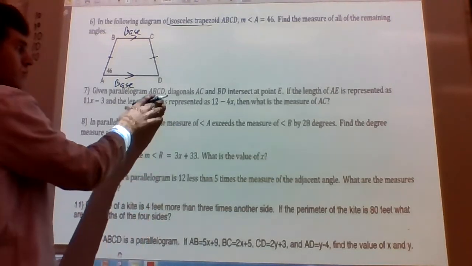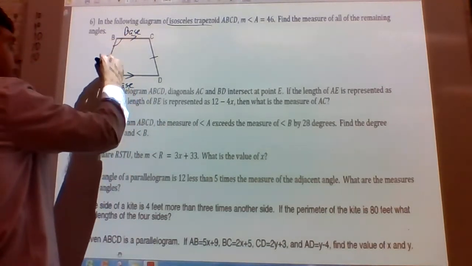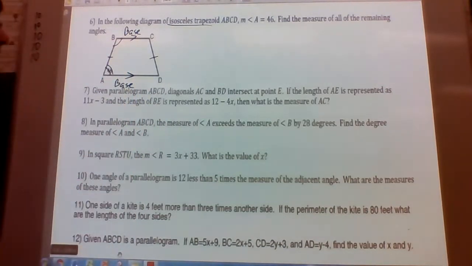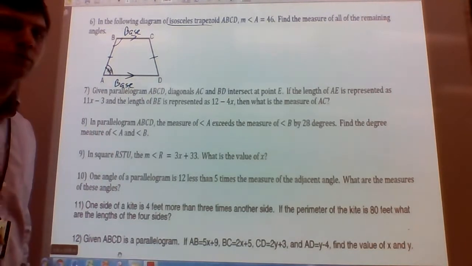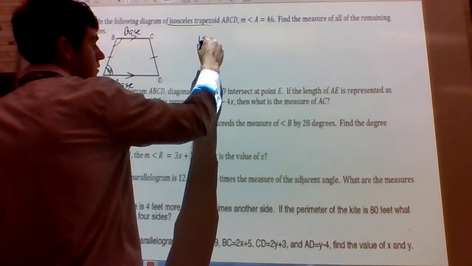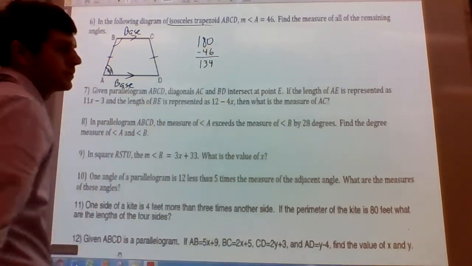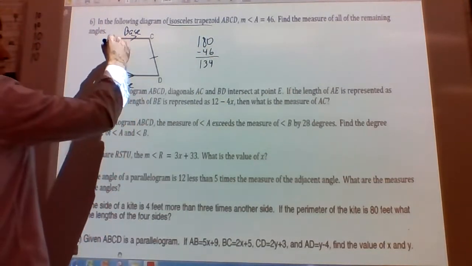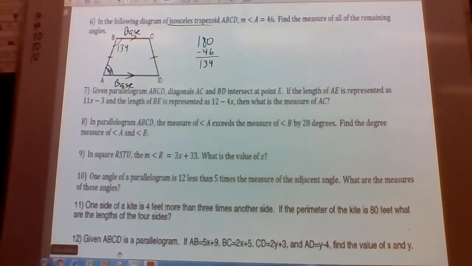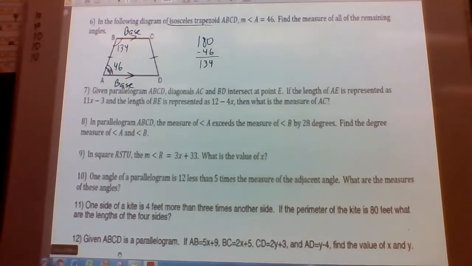So if we know that the consecutive angles between the bases, meaning angle B and angle A, could also mean angle C and angle D, we know they're supplementary. Consecutive angles between the bases are supplementary, so that means they're going to add up to 180. So 180 minus 46 is going to give us 134. So we know the measure of angle B is 134. Well, this is 46, it's telling us.